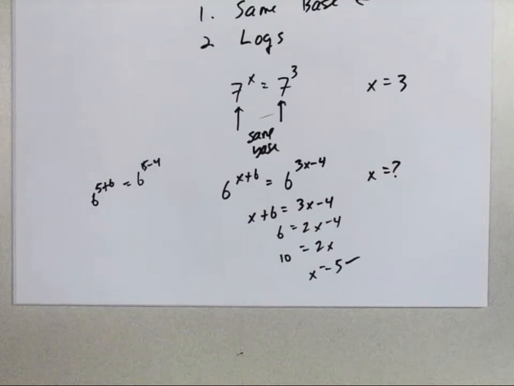All right, not very complicated. If you have two exponential functions equal to each other and they have the same base, you could just set the exponents equal to each other and solve.